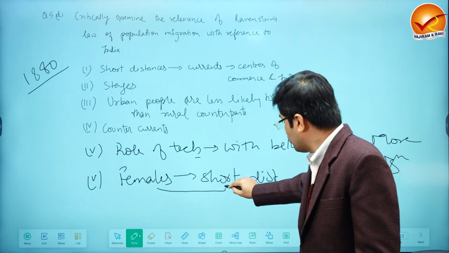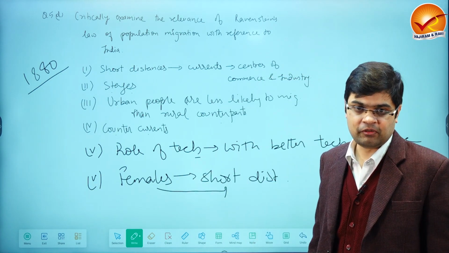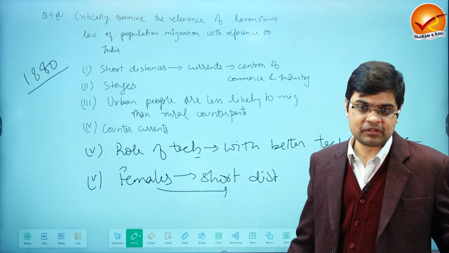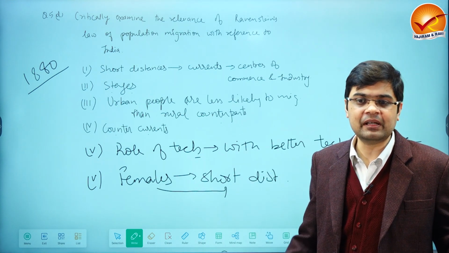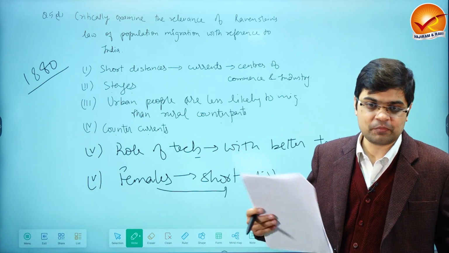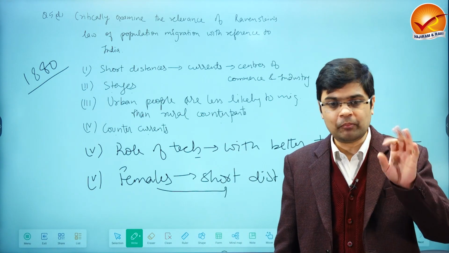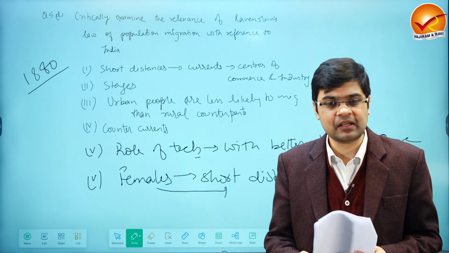Females migrate short distances. Yes, we find this in India. In patrilineal societies, what happens? The women leave their house and go to the husband's place. This is what we find. The critical points: what is missing here?